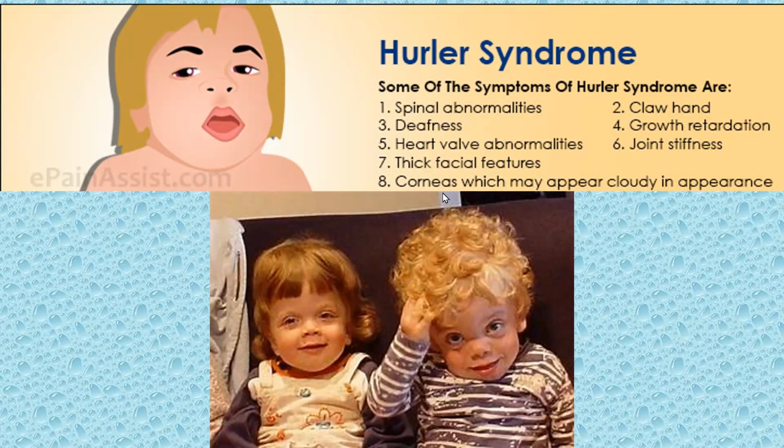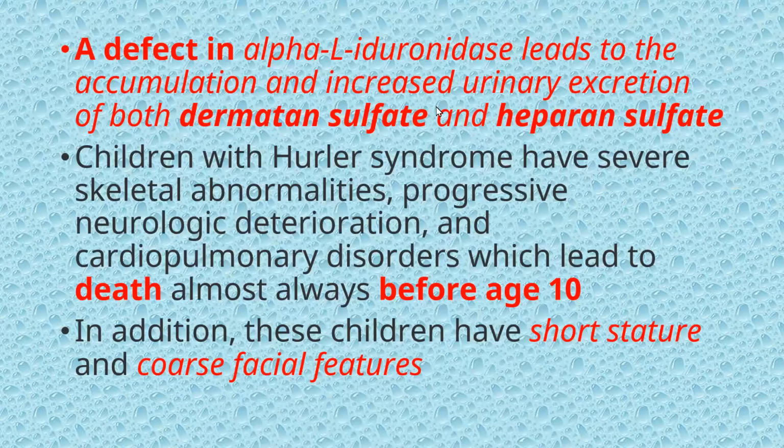Again, there's a defect in the enzymes that produce the defect. It leads to accumulation and increased urinary excretion of both dermatan sulfate and heparan sulfate. Children with Hurler's syndrome have severe skeletal abnormalities. They have progressive neurologic deterioration. They have cardiopulmonary disorders which lead to death almost always before the age of 10. In addition, these children have a short stature and coarse facial features.